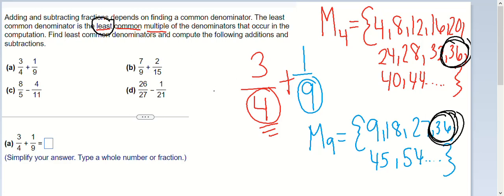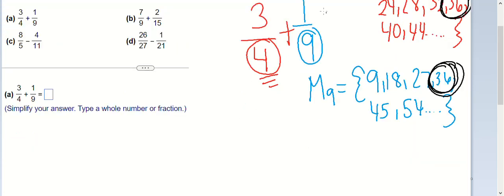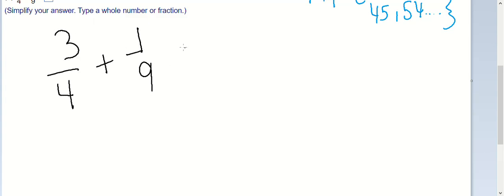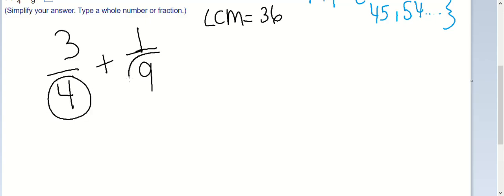It's 36. So now I can move on to the next part because it says compute the following additions and subtractions. So now I actually have to compute 3/4 plus 1/9. Okay, so I'm just going to scroll down here. I have to do 3/4 plus 1/9. And the way that I do that is by using that least common multiple, right? We figured out the LCM, the least common multiple is 36, which means I have to turn both of my denominators into 36. So I'm going to start with 3/4.